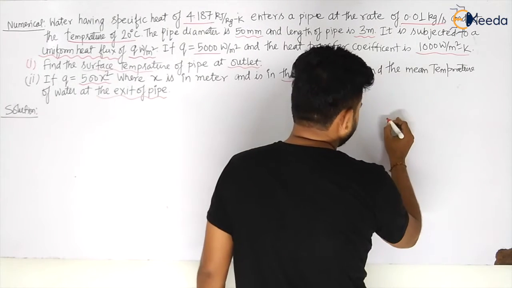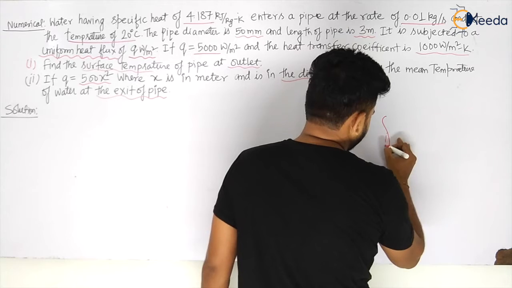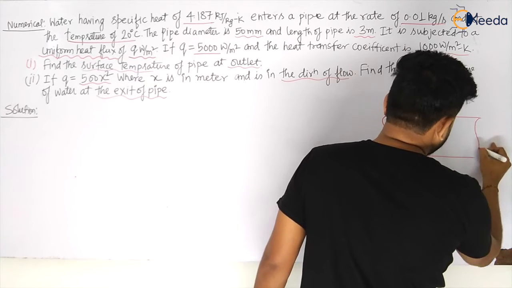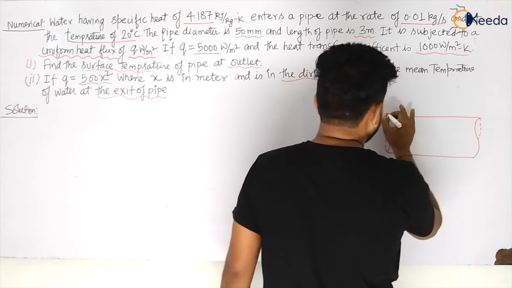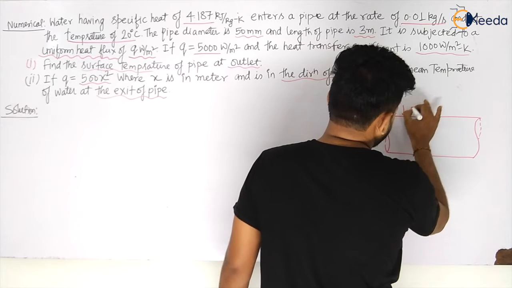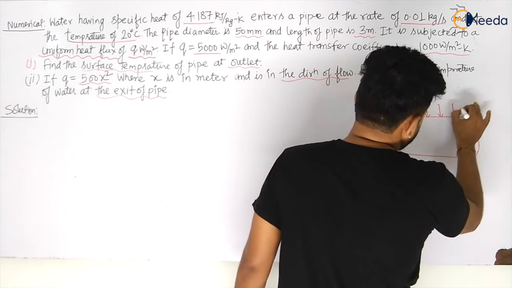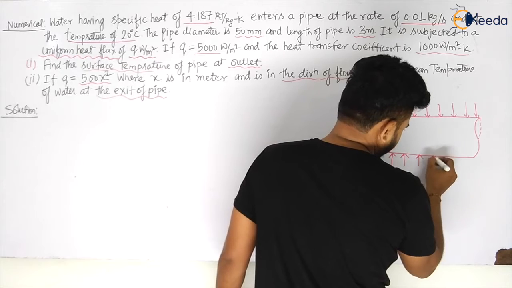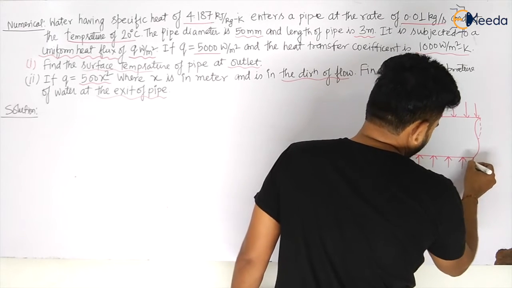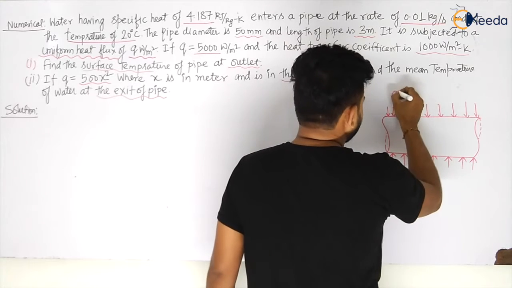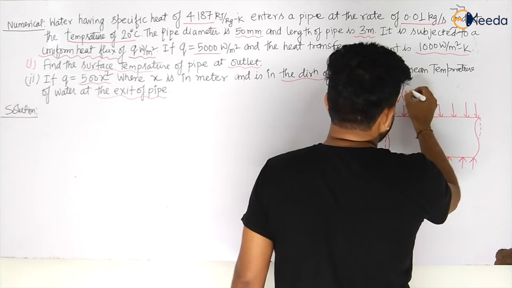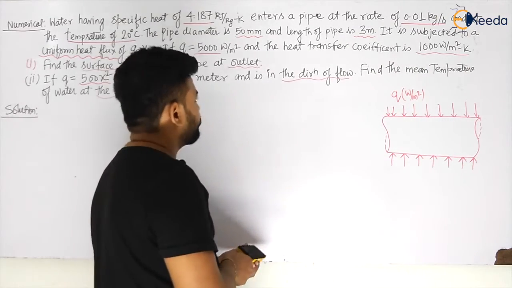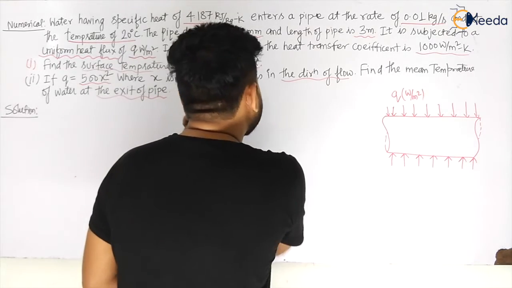Now there is a pipe, my dear students, and this pipe is subjected to uniform heat flux continuously. This pipe is subjected to uniform heat flux from all sides. So the flux which is going into the water is your uniform heat flux, that is Q, in watt per meter square. Now water is entering at the inlet at how much temperature? That is 20 degrees Celsius.